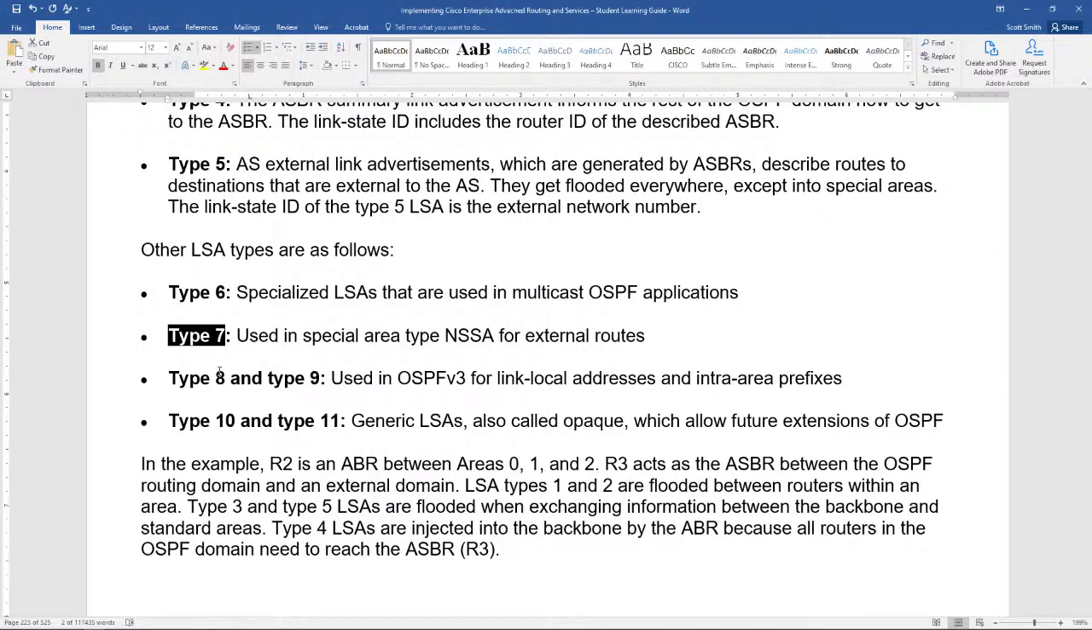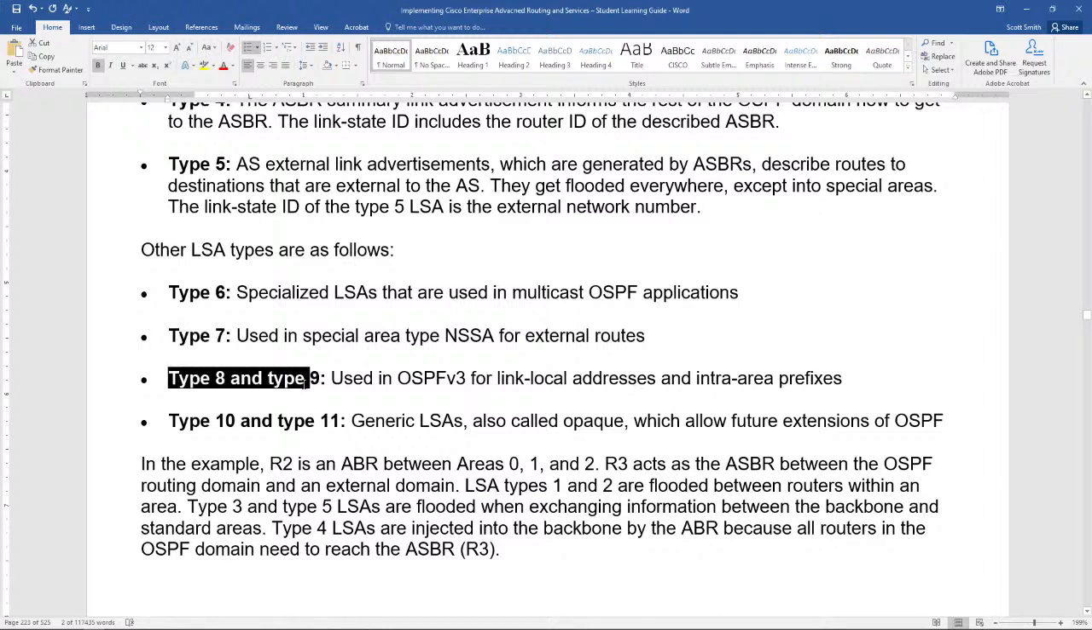So type 7 LSAs are generated by an ASBR that is in a not so stubby area or a totally not so stubby area. And again, I will demonstrate these concepts because it's really confusing. There's a lot of information here. It really is important that you see it in action, in the databases, based on the topology that we have configured.